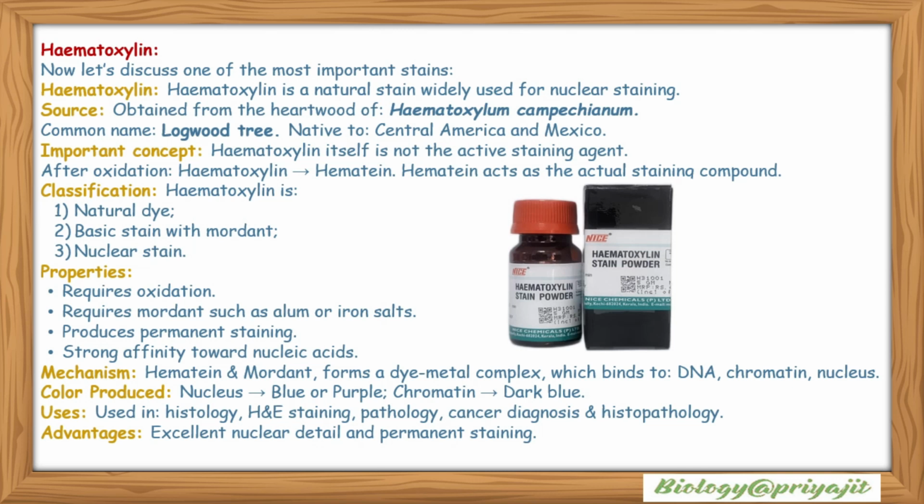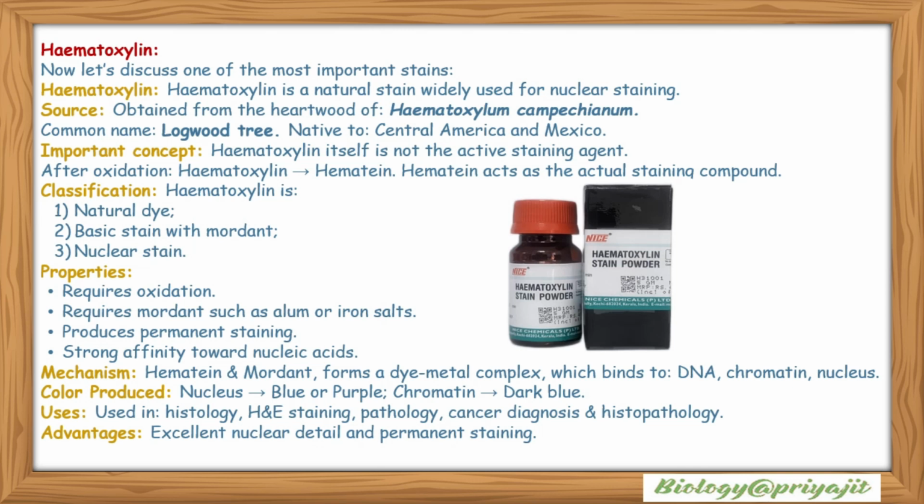Haematoxylin. Now let's discuss one of the most important stains, that is haematoxylin, which is a natural stain widely used for nuclear staining within the cell. It is obtained from the heartwood of Haematoxylon campechianum. The common name is logwood tree. It is native to Central America and Mexico. An important concept is that haematoxylin itself is not the active staining agent. After oxidation, haematoxylin is converted into hematine. Hematine acts as the actual staining compound.